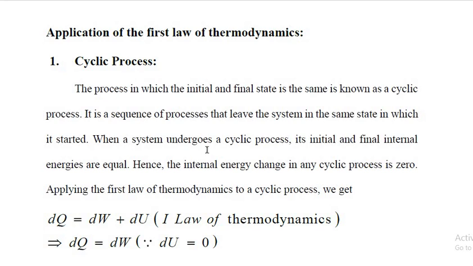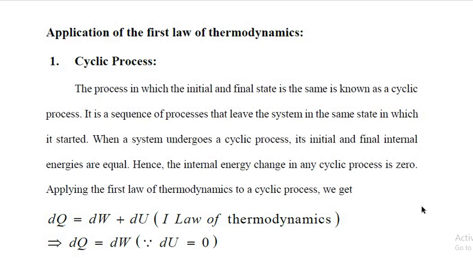When a system undergoes a cyclic process, its initial and final internal energies are equal. That is, U1 is equal to U2. Fine. Hence, the internal energy change in any cyclic process is 0. Okay, since initial and final internal energies are equal, the internal energy change in the cyclic process is 0.